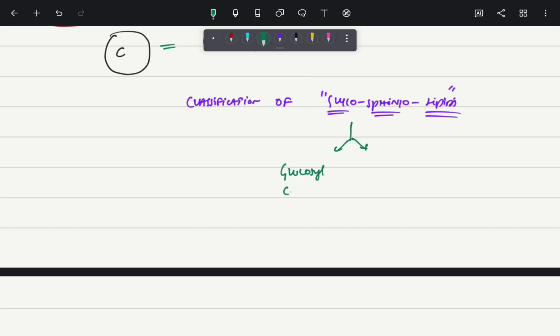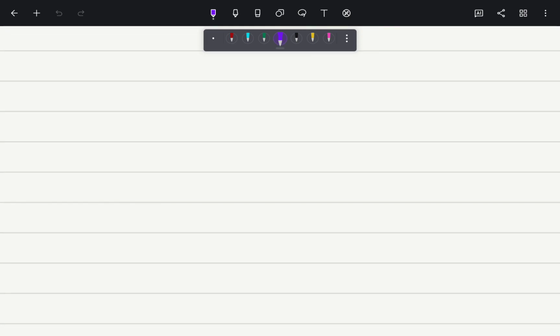glucosyl ceramide, and the other one is your galactosyl ceramide. So we have to draw the structure of these things, then it will be clear for us.